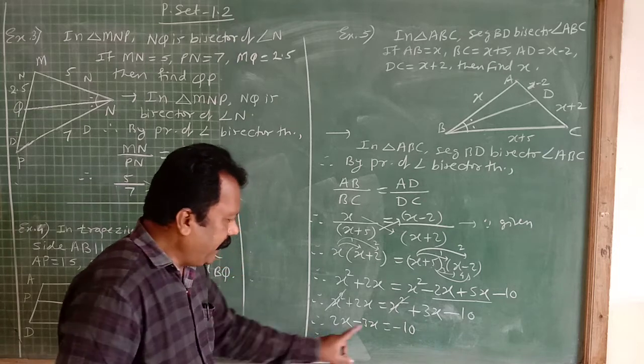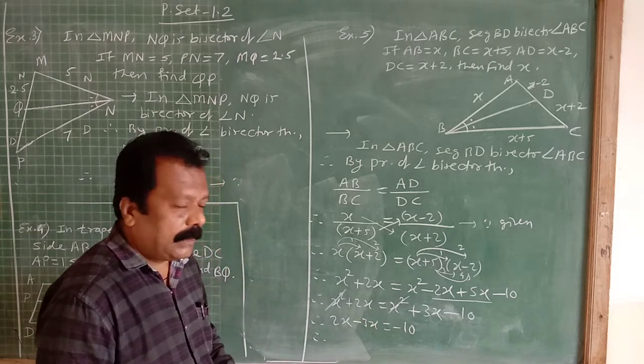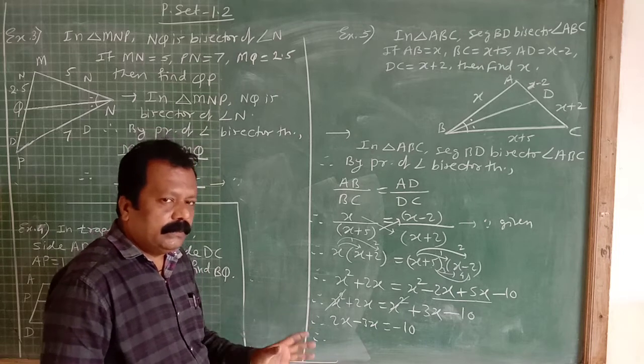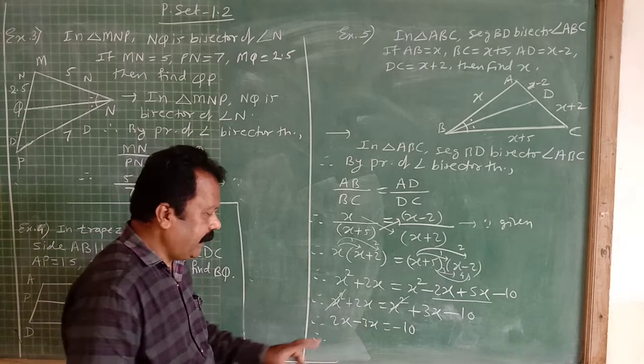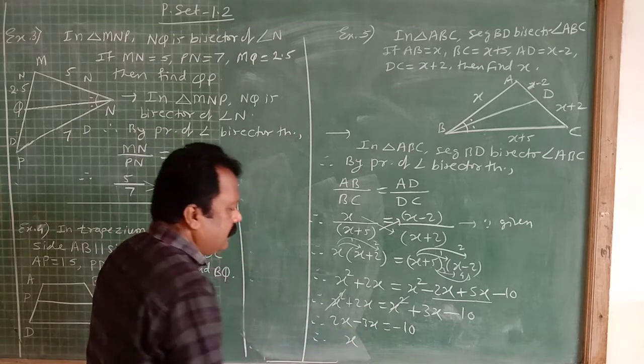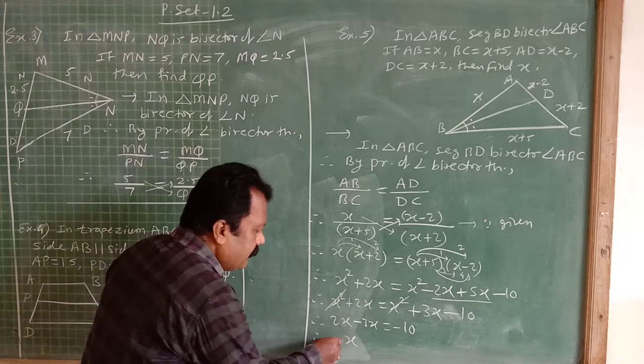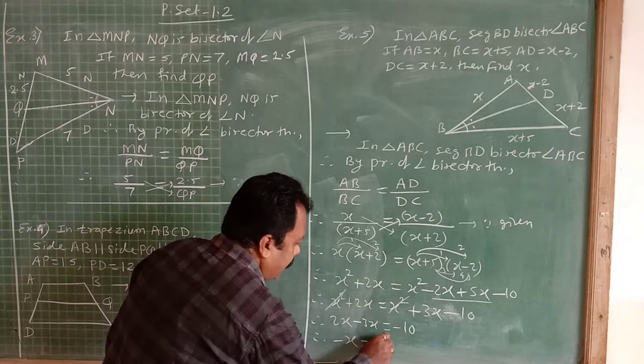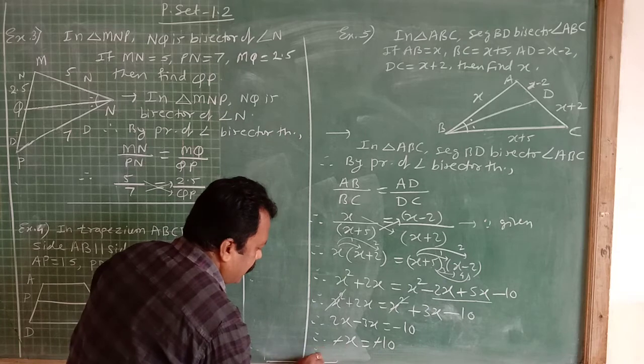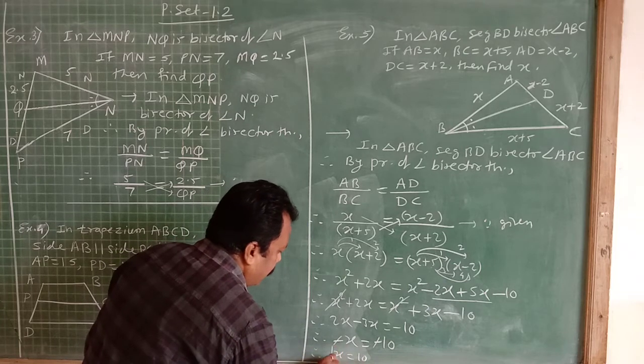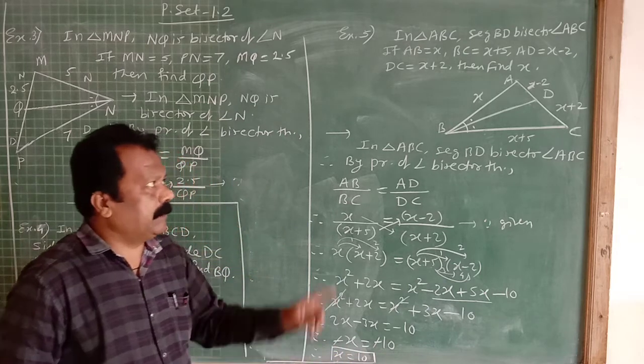Now again operations. Same monomial we can add or subtract. Different sign we have to do subtraction. 3x minus 2x is what? x. And the bigger number's sign is minus. x is equal to minus 10. Minus minus can cancel, therefore x is equal to 10. This is the value of variable x.